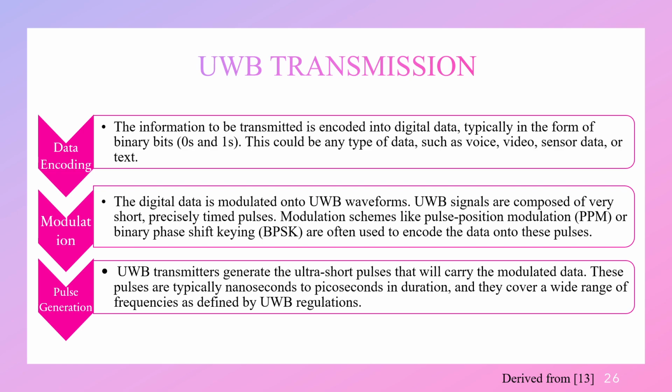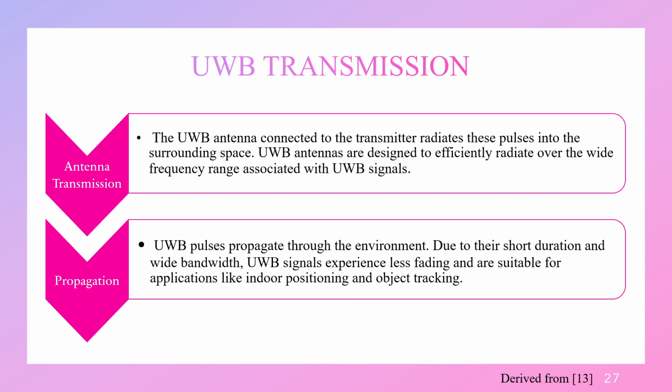The third step is the pulse generation. UWB transmitters generate the ultra-short pulses that will carry the modulated data. These pulses are typically nanoseconds to picoseconds in duration, and they cover a wide range of frequencies as defined by UWB regulations. The fourth step is the antenna transmission. The UWB antenna connected to the transmitter radiates these pulses into the surrounding space. UWB antennas are designed to efficiently radiate over the wide frequency range associated with UWB signals.